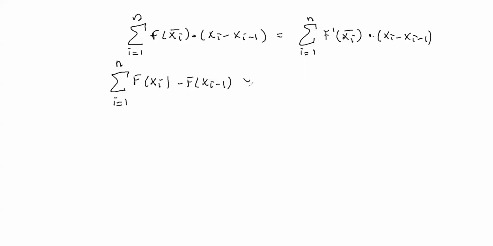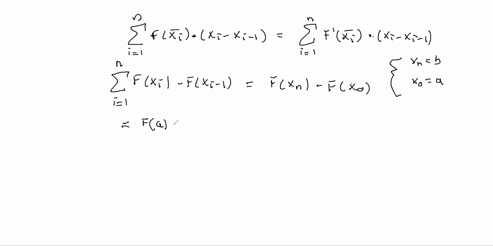Now, what this is going to equal is you're going to have terms canceling out except the endpoints. So this sum would actually just be equal to this expression here, capital F of xn minus capital F of x0. If you recall, I defined in my first YouTube video that xn equals b and x0 equals a. So that is equal to capital F of b minus capital F of a.